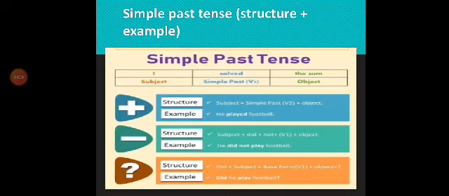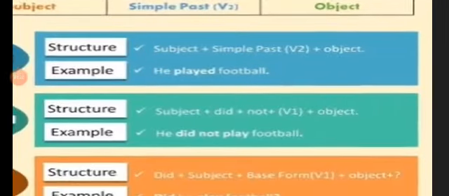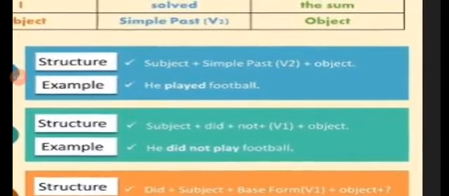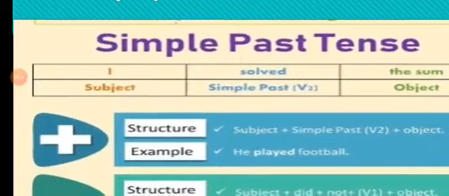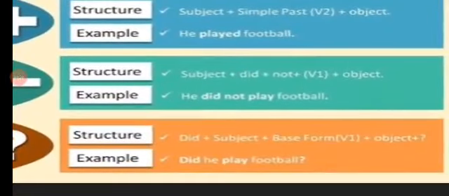And do remember that whenever we are using the second form of the verb in the simple past tense negative, it will convert into the first form. The first is played, and whenever we are making it negative, he did not play football. Play is the first form of the verb.